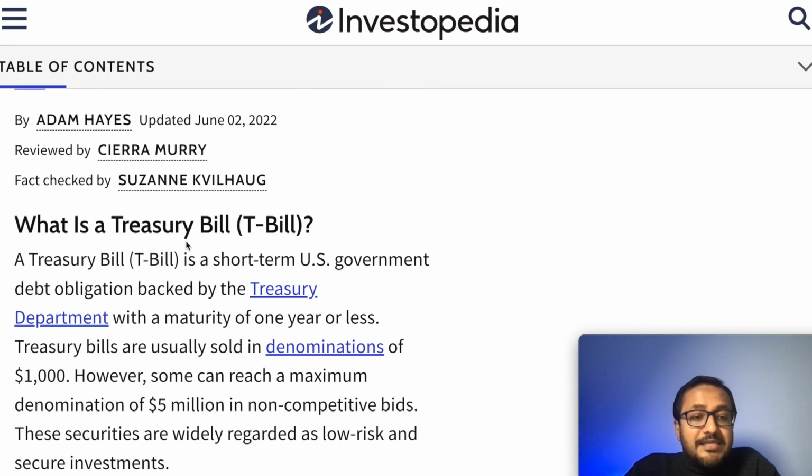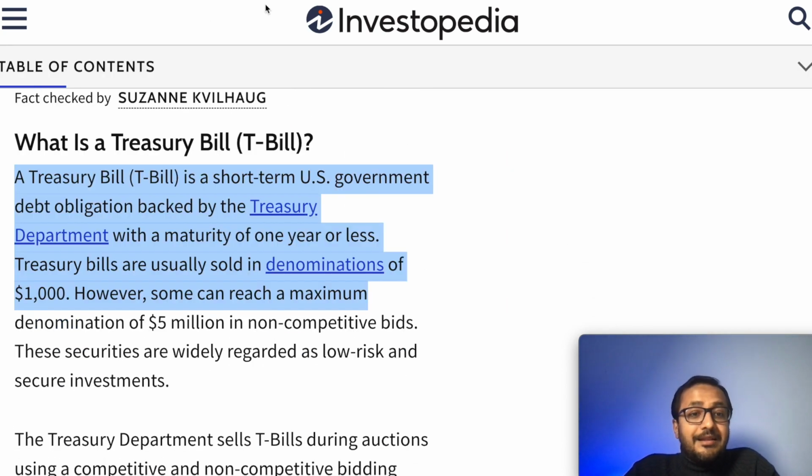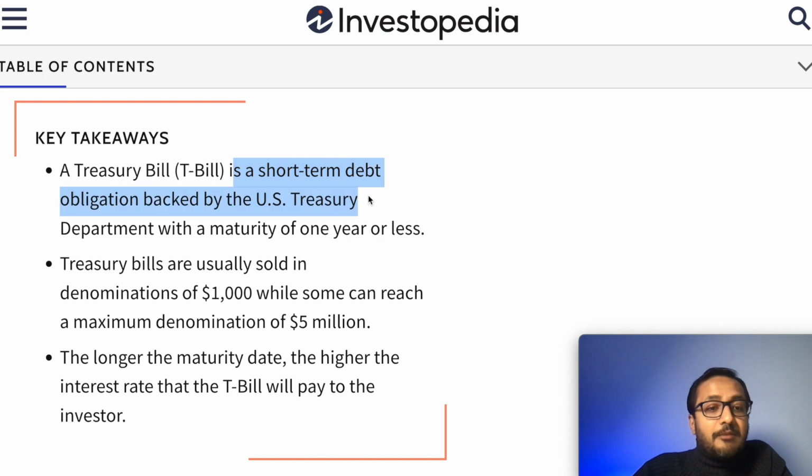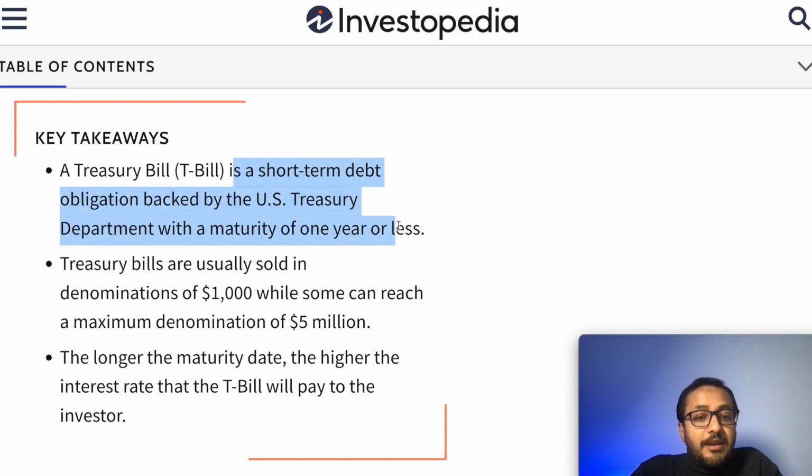What are the big takeaways for Treasury Bills? Let's get into it. A Treasury Bill, basically, if you can see on my screen, is a short-term debt obligation backed by the United States Treasury Department with a maturity of 1 year or less.